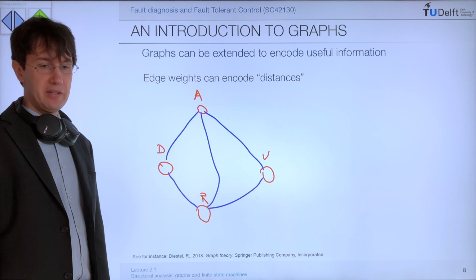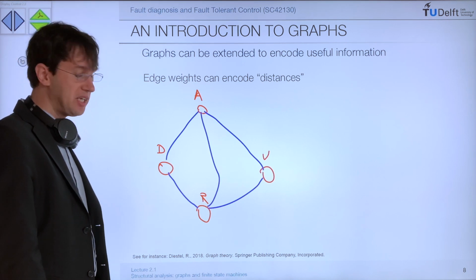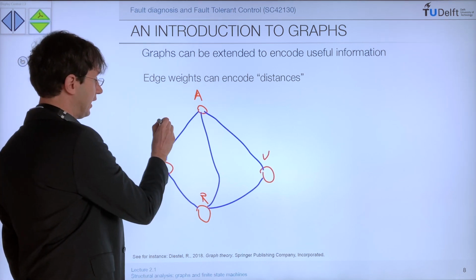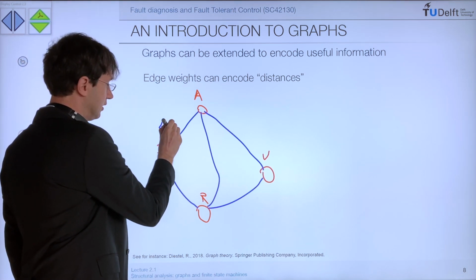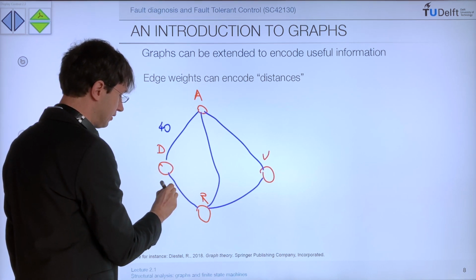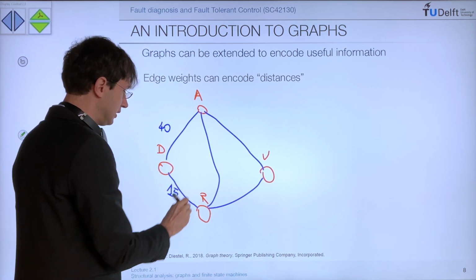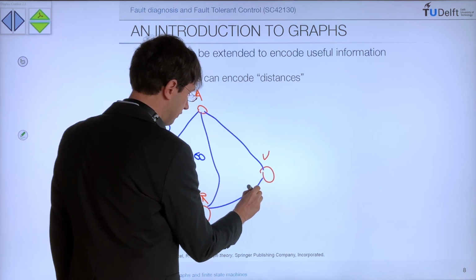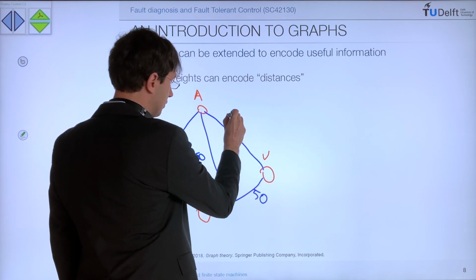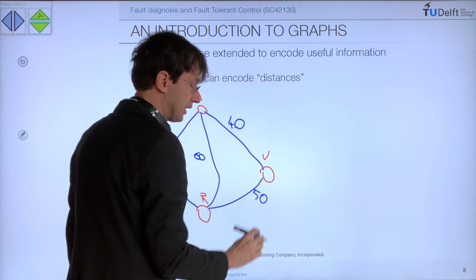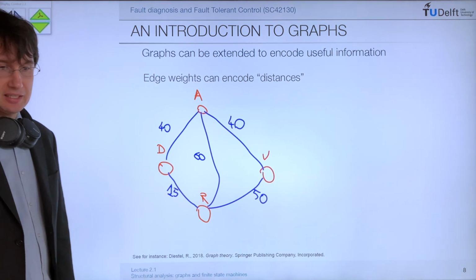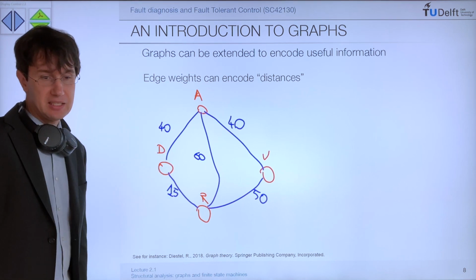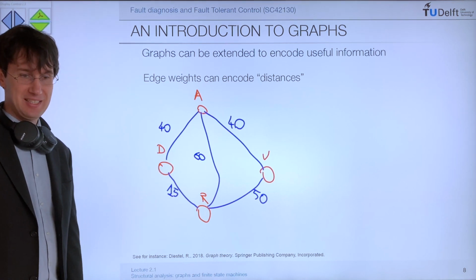And now we add the new thing, weights. To each edge, in this case, we attach a number. Let's say this number is 40. This number is 15. This number is 60. This is 50. And this is 40. Again, I'm making up because I don't know exactly the distances between cities. But let us assume these numbers, these weights that I attach to the edges, represent distances.